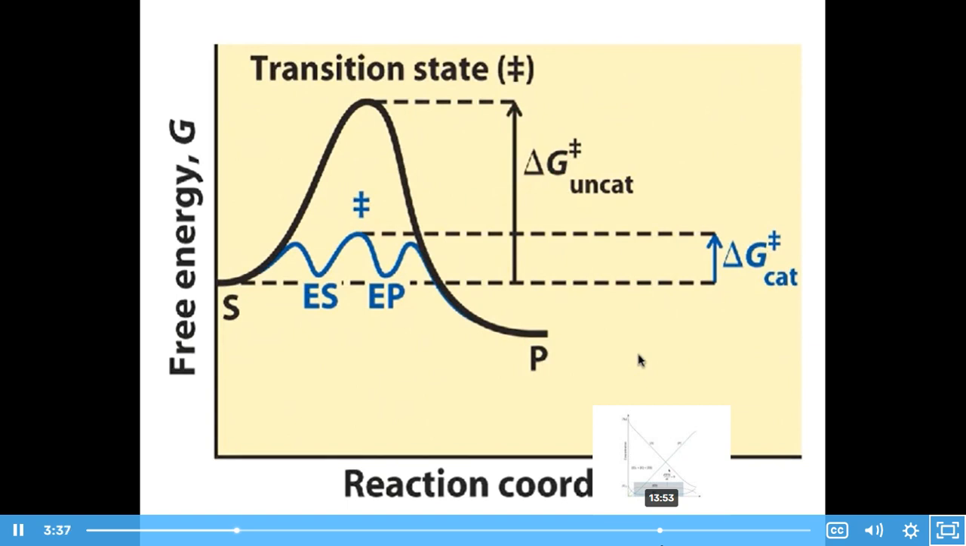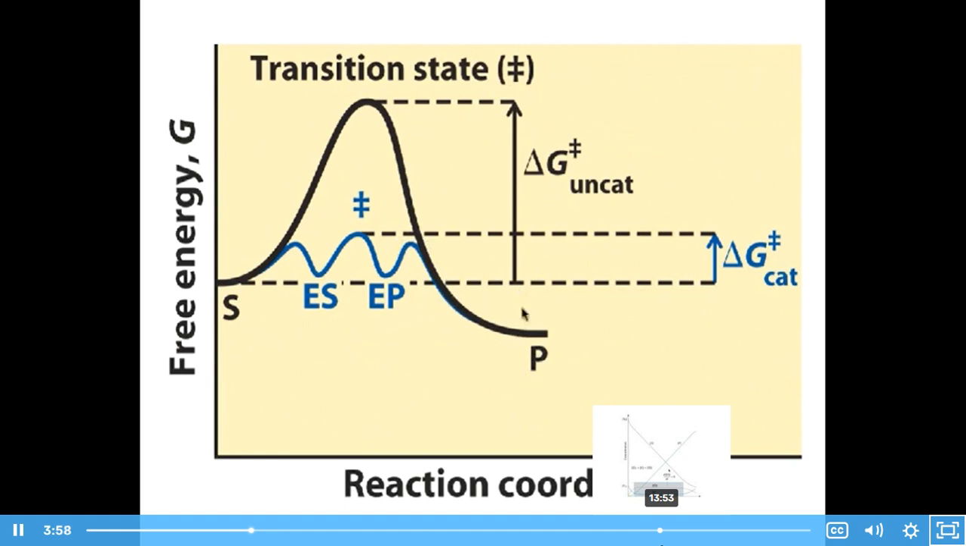In the case of a catalyzed reaction, we have these other intermediate states. For example, substrate bound to enzyme. We have an enzyme substrate complex. Substrate going to product on the active site. So now we have an enzyme product complex and then enzyme releasing product.